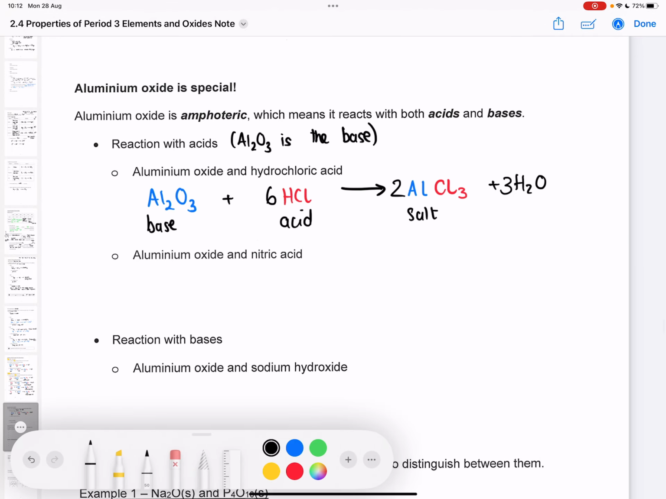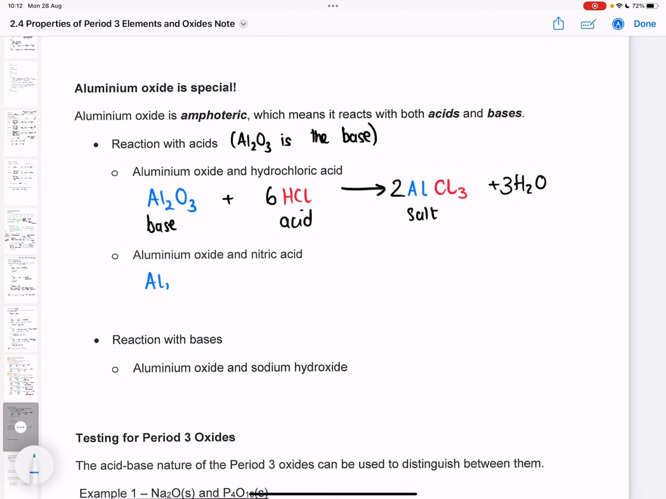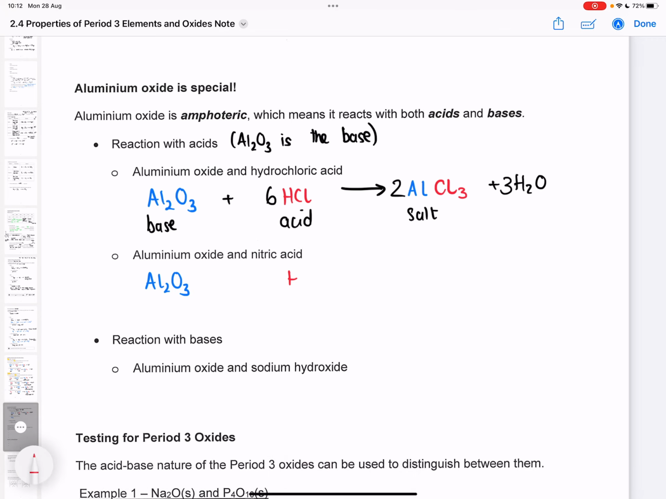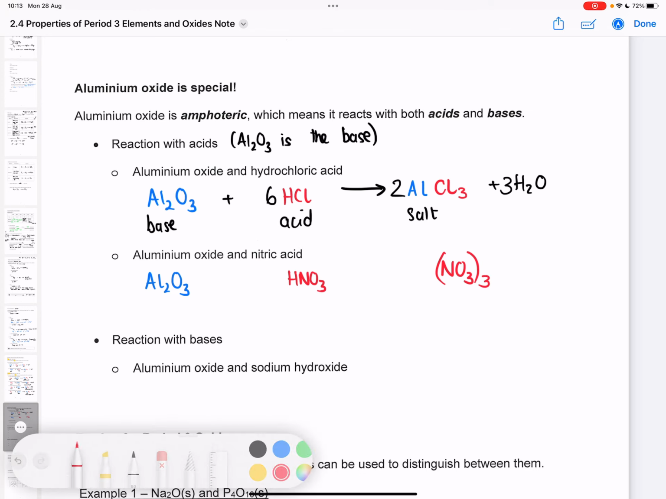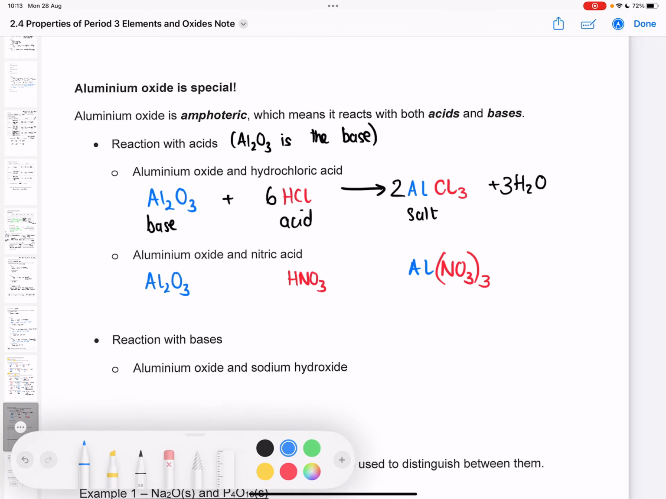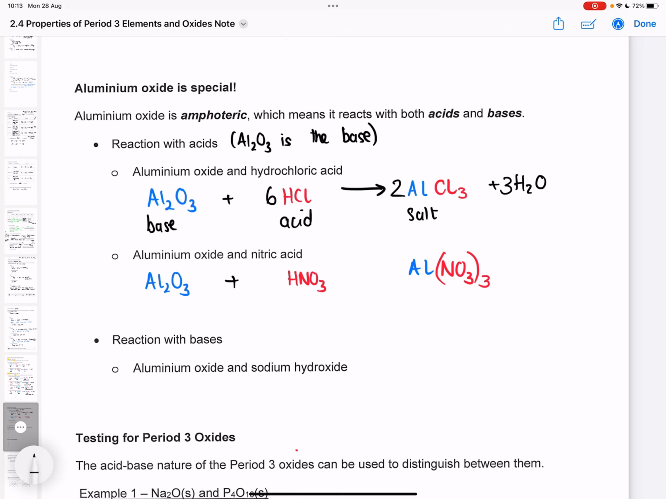And again, we can repeat that with a different acid. So aluminium oxide is our base. Nitric acid this time is our acid. Remembering that the nitrate ions, NO3, 1-, but aluminium's 3+, so we're going to need 3 nitrate ions to balance an aluminium ion. And then we're going to get the water.